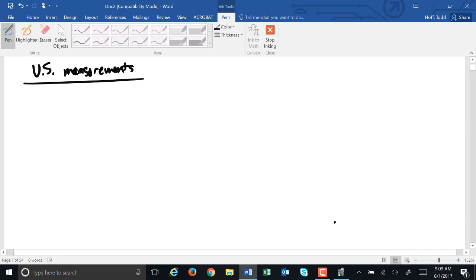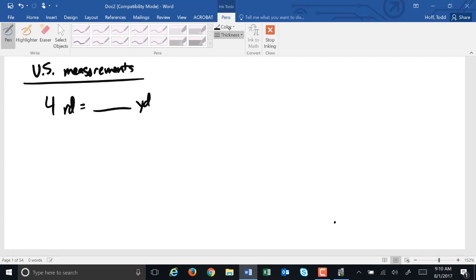For example, if I have 4 rods and I want to convert it into yards, most of us do not know that conversion off the top of our head. So we're going to go ahead and make a conversion factor.